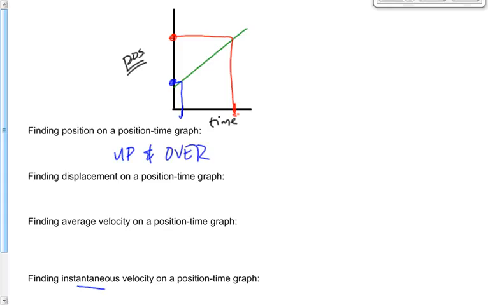You're going to see a couple of different kinds of graphs here in the next couple of days. On any of them, whenever you want to find a value that is on the y-axis of the graph, you're just going to go up and over. You want to find a position, positions are on the y-axis, go up and over.